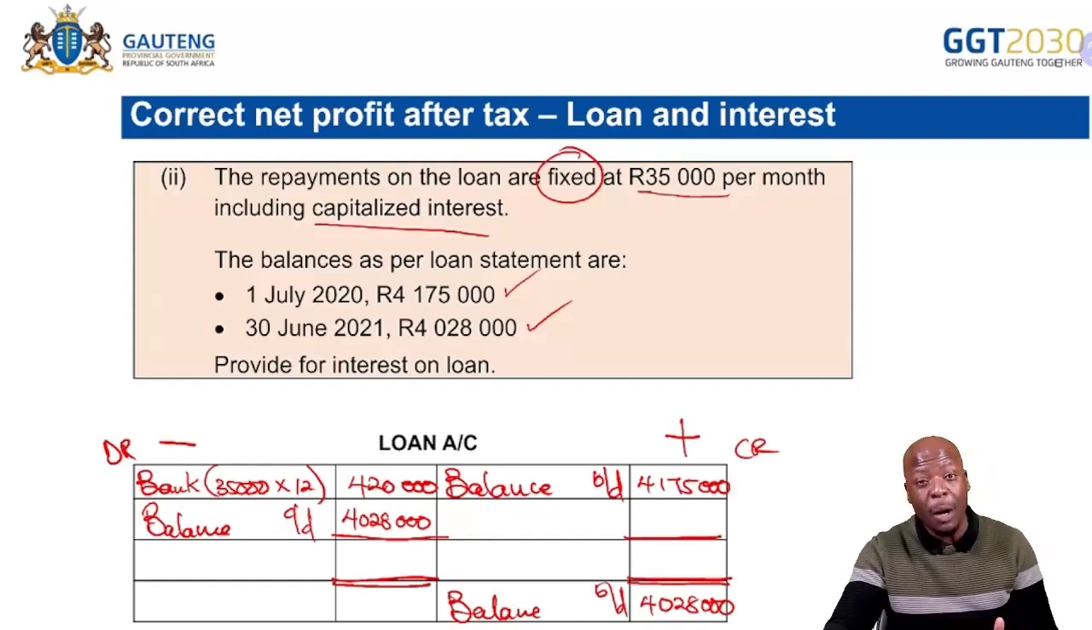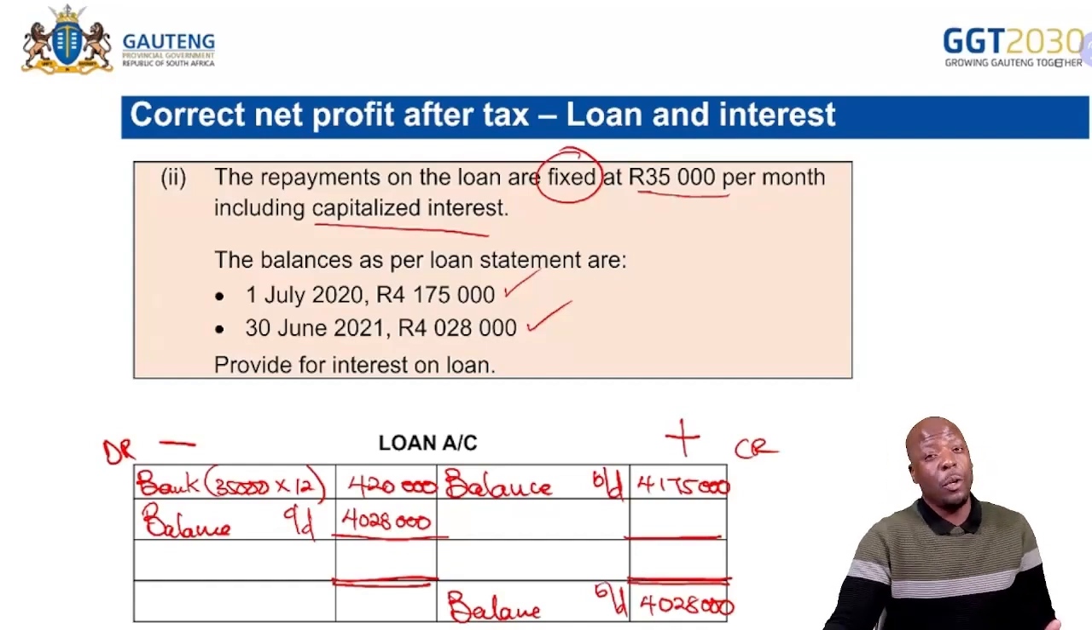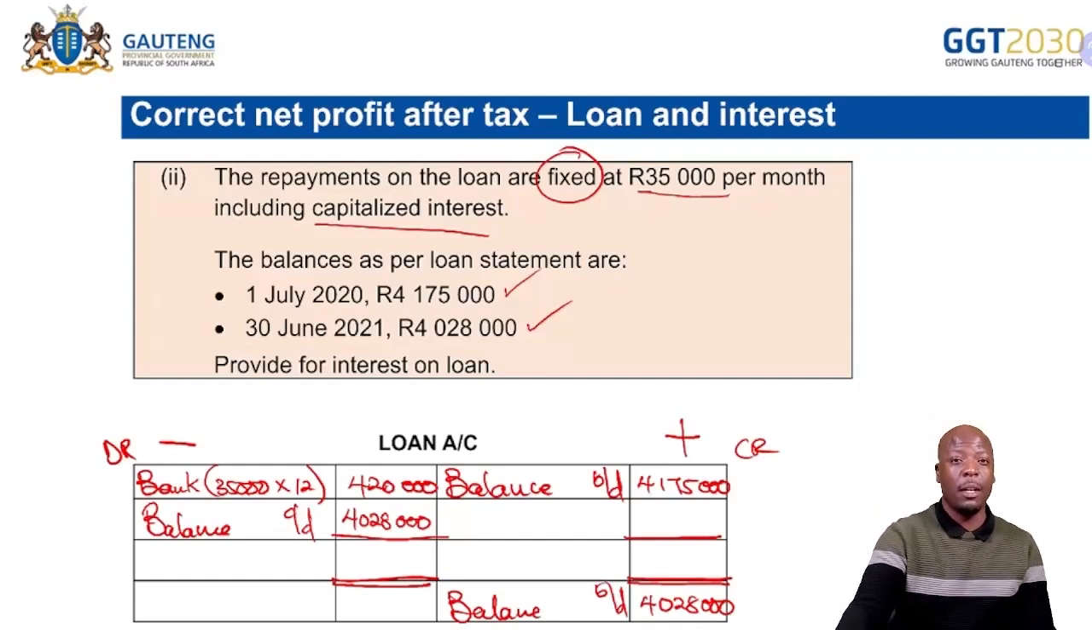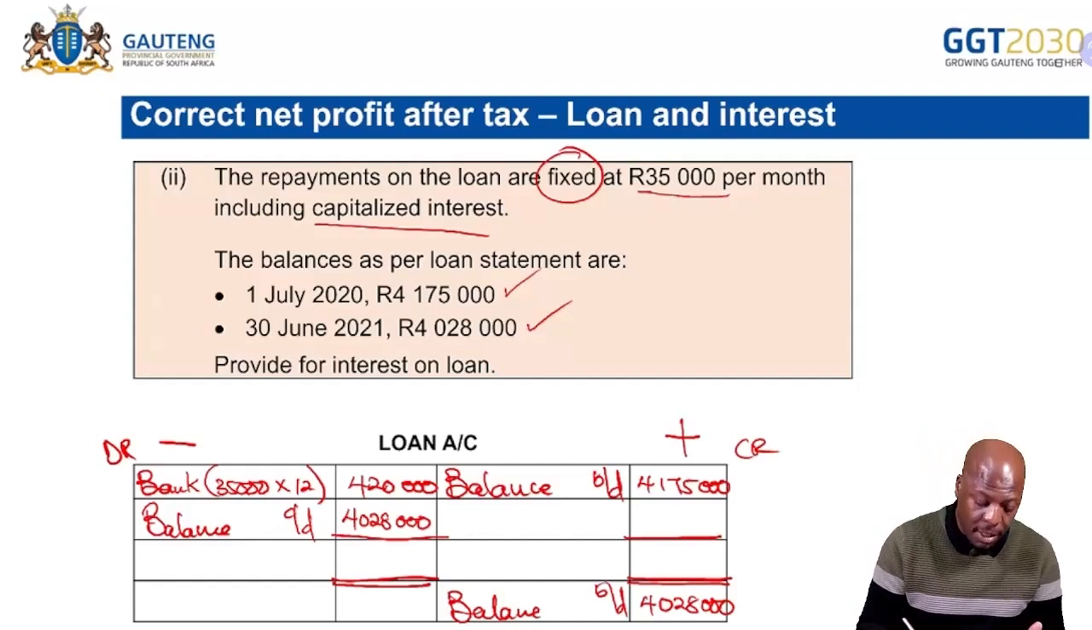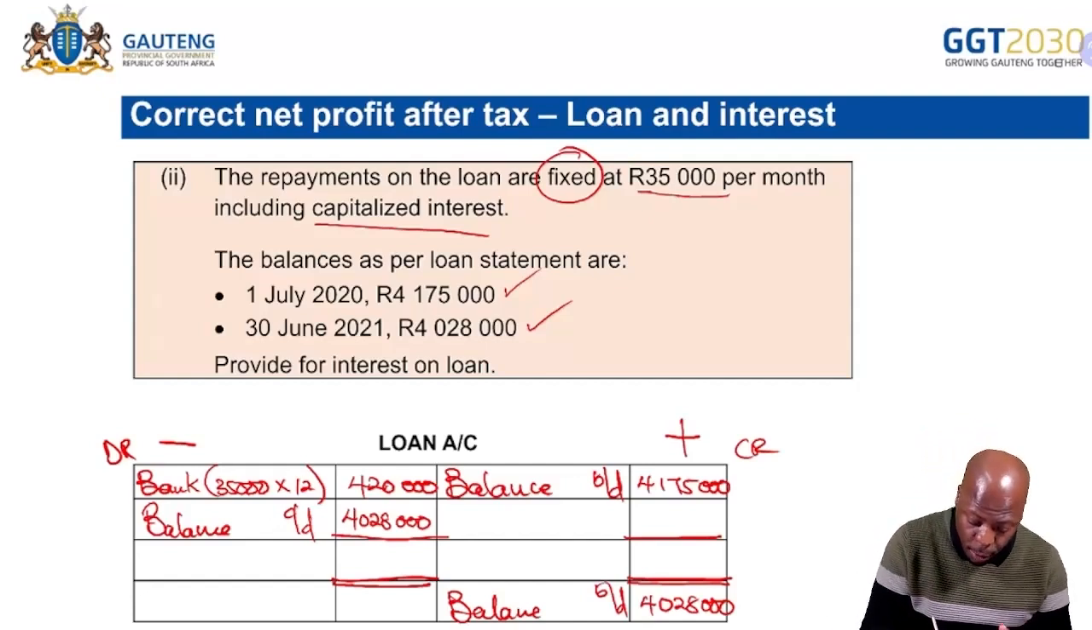So we're going to look now. Remember, it's a ledger account. And you know how to close off a ledger account. How do you close it? The side with the highest amount. So you look for the side with the highest amount. It's definitely the debit. And you're going to say 420 plus 4,028. You're going to get your 4,448,000. So you're going to come here.